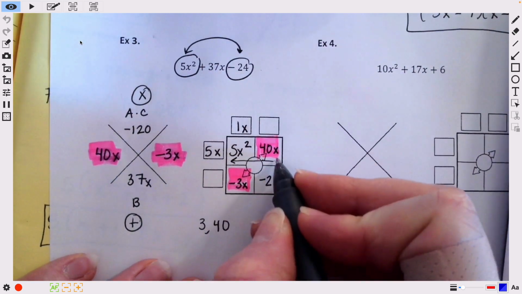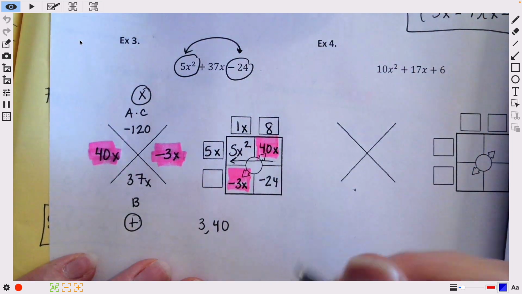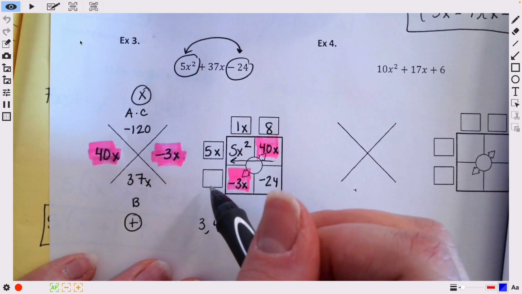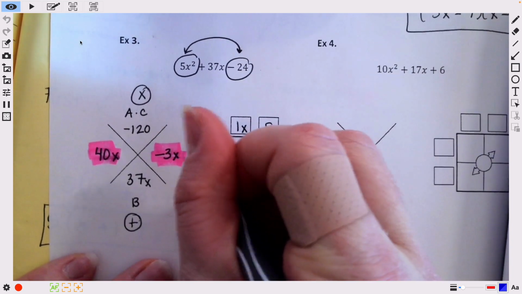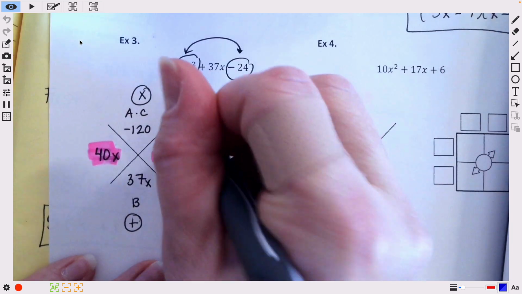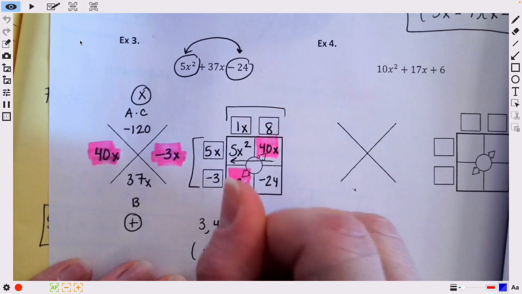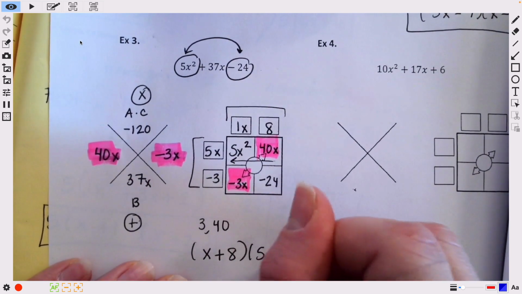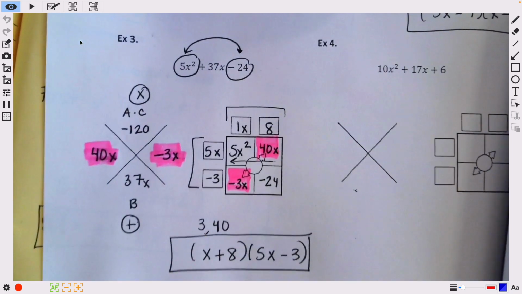5x times what gives me 40x? 8. 1x times what gives me negative 3x? Negative 3, and then negative 3 times 8 gives me negative 24. Here's one factor. Here's your other factor. So your final answer is the factors written out. It won't matter which one goes first. That's it.